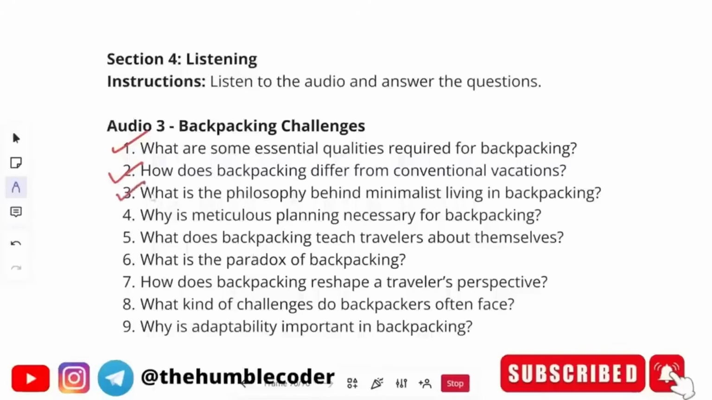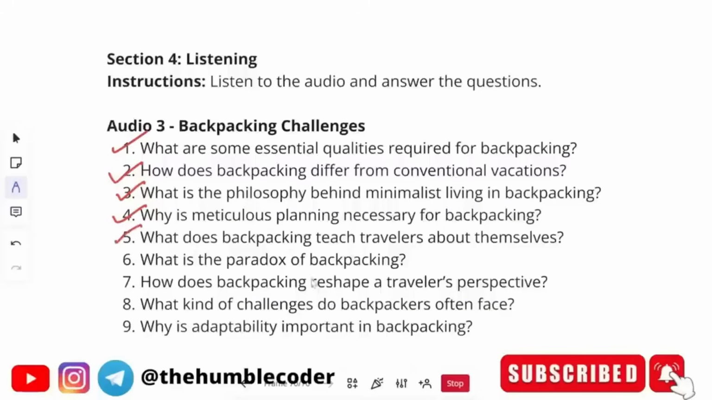Moving on to the next question, what is the philosophy behind minimalist living in backpacking? The answer will be the philosophy behind minimalistic living in backpacking is to rely on only what is necessary. Moving on to the next question, why is meticulous planning necessary for backpacking? The correct answer is planning is important to understand local environments, customs and possible risks.